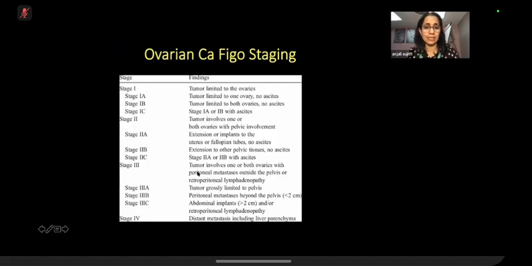So that brings us to the staging of ovarian CA. Stage 1 is limited to the ovaries. Stage 2 involves the pelvic structures. In stage 3, there will be extension outside the pelvis or retroperitoneal adenopathy. So you get peritoneal metastasis outside the pelvis and retroperitoneal adenopathy. In stage 4, you get distant metastasis.